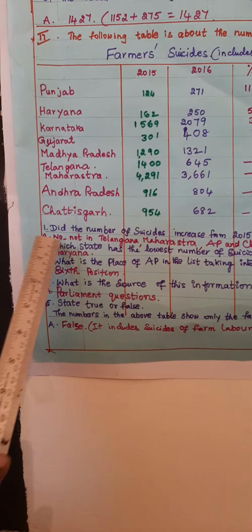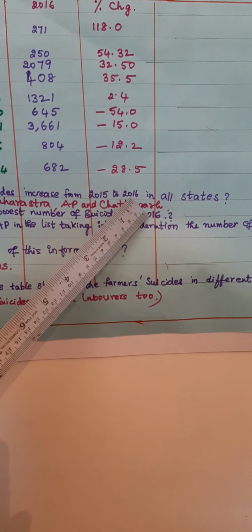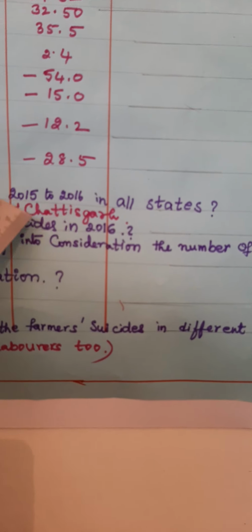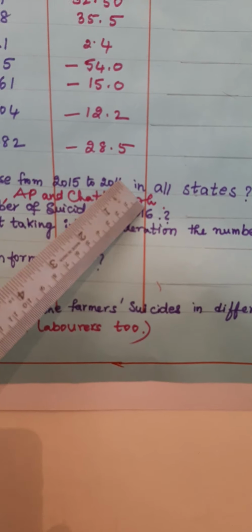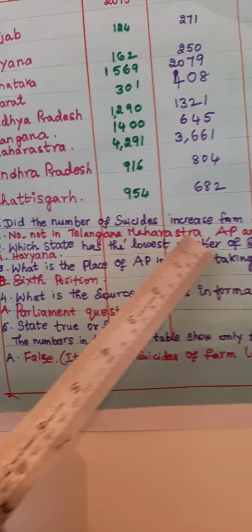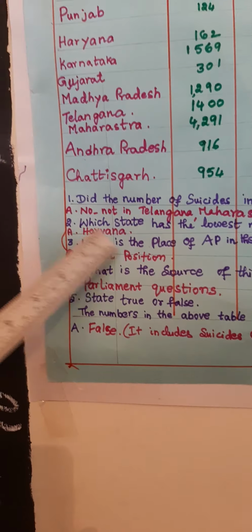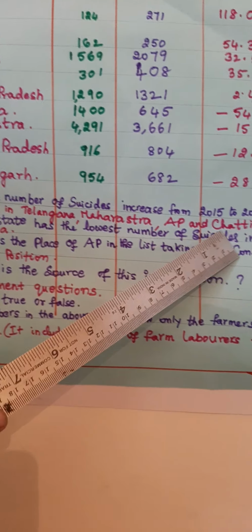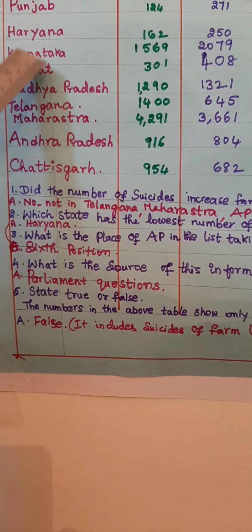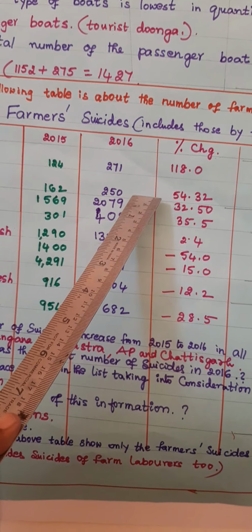So now, did the number of suicides increase from 2015 to 2016 in all states? No, not in Telangana, Maharashtra, AP and Chhattisgarh. Next, which state has the lowest number of suicides in 2016? Haryana. Look, Haryana has very few, 250, so that is the lowest.